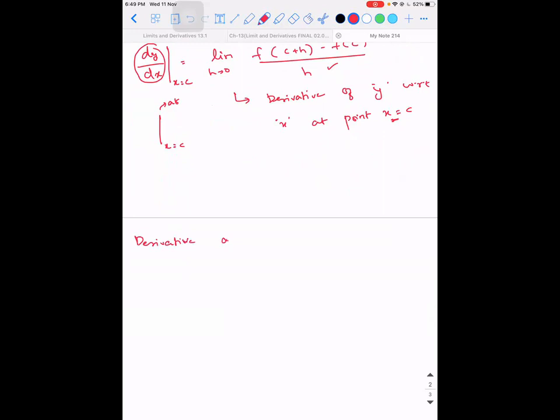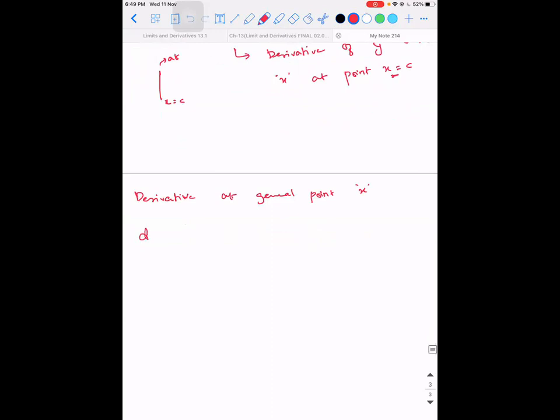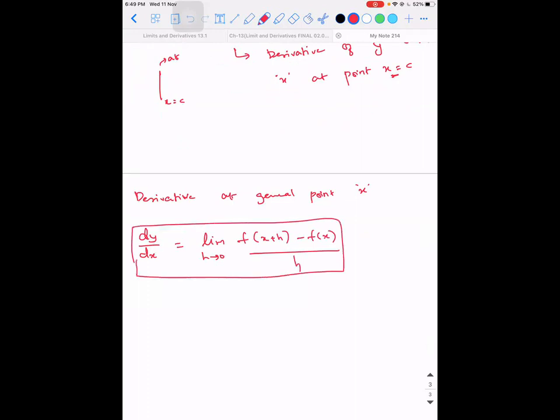So the derivative at a general point, if I call it x, the general point is obviously x, right? It is given as dy by dx, you will not put that line at all, is equal to limit h tends to 0, f of x plus h minus f of x, the whole divided by h, and this has a name called the first principle of derivatives.